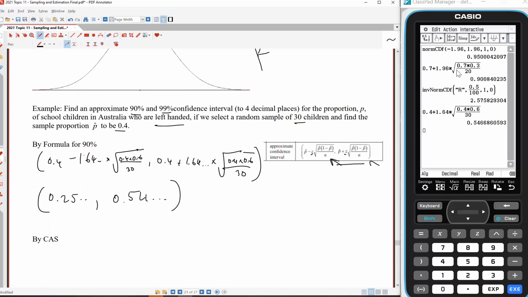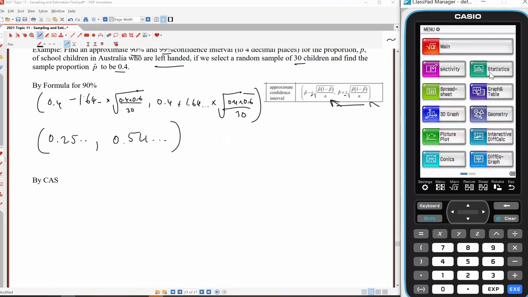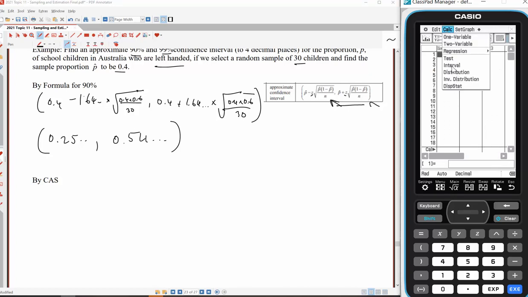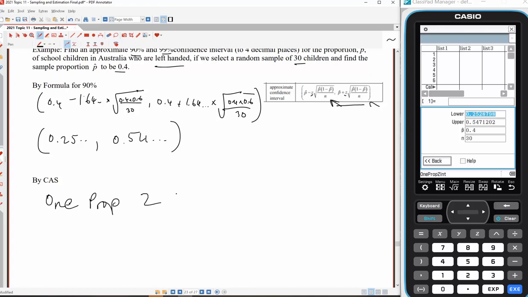Right, so there it is by formula. By CAS will involve us using one prop Z, so let's just go for it. Stats, calc, interval. What is it, 90. So we need the number in the sample, which is 0.4 of the 30, and the sample size is 30. And of course, one prop Z int is the program, right? And basically we just got those.